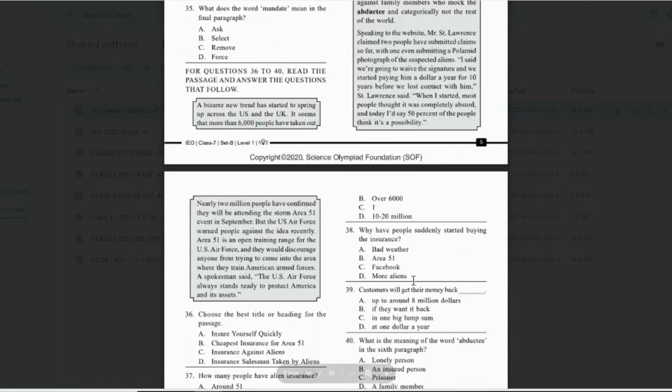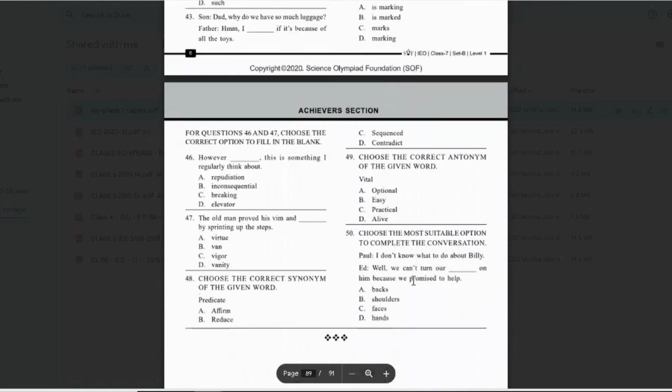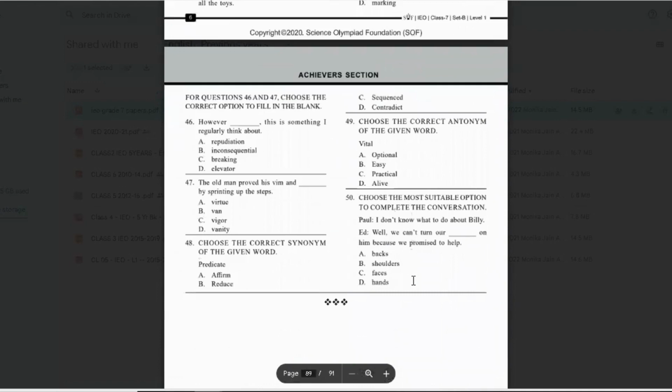Then coming to the third section, it's about spoken and written expressions. Here 2 people will be talking and you have to complete the given conversation. Now the last section is the achiever section. In this section you'll get everything like grammar, vocabulary, and conversation. Here you'll get 5 questions and this will fetch you maximum marks compared to the other sections.